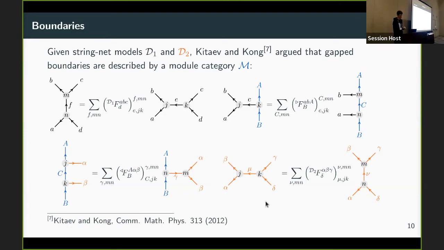Similarly, for the other string net model, you have some bulk recoupling condition, which we already have. And then we have some boundary to the left of the string net model. And again, we have this F move just expressing an RG fixed point property.